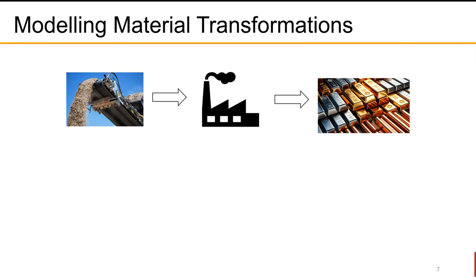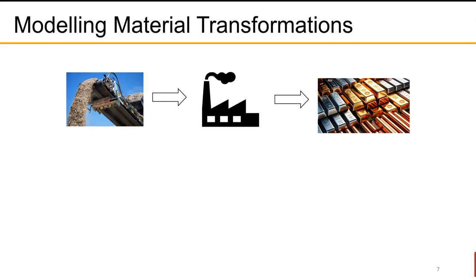But there's another aspect that's very critical to the performance of the mining complex, and that is material transformations that we have in our processing facilities. So in reality, we have material being mined, blended, crushed, stockpiled, blended again, and then sent to some sort of processing stream. And then what we get at the end of this is valuable products, metals or other products that we can sell to customers.